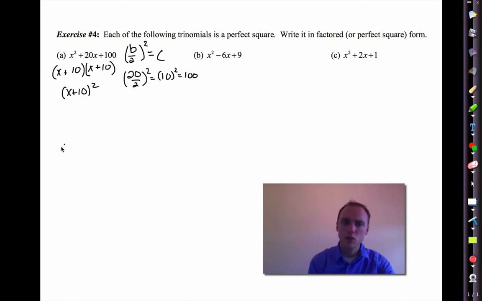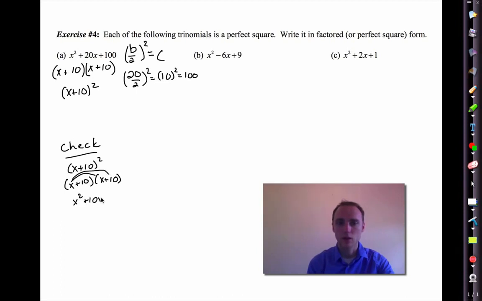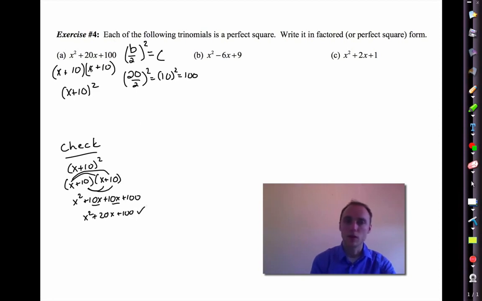All right, and what I want to do is show you quickly that we can check our work. We can check to make sure we're right and see if we get back to where we started. So this gives me x plus 10 times x plus 10. Distributing, I get x squared plus 10x plus 10x plus 100. Combining like terms, I get x squared plus 20x plus 100. So I get back to where I started. So it works. All right.